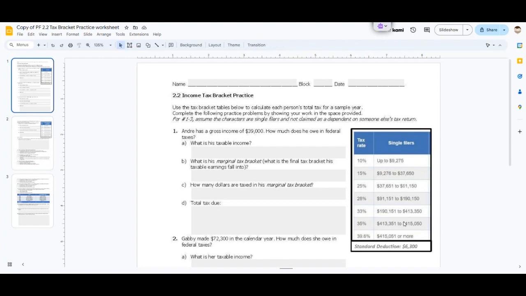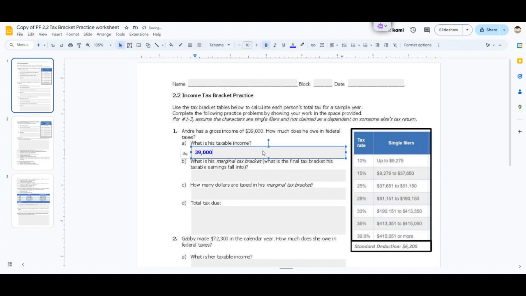Number one says Andre has a gross income of 39,000. How much does he owe in federal income tax? So first, what is his taxable income? We are going to take his earnings, 39,000, minus the standard deduction of 6,300, which is listed there, and that'll be his taxable earnings, 32,700.